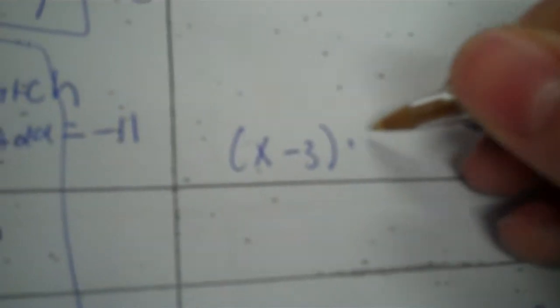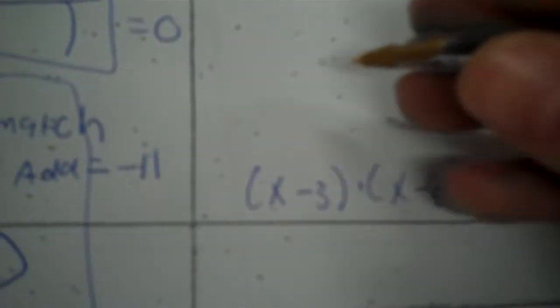You don't need those 1s there. Now you set your parentheses over here: x minus 3 times x minus 8. Now, after it, you put equals 0. Now we get the two answers using this method.